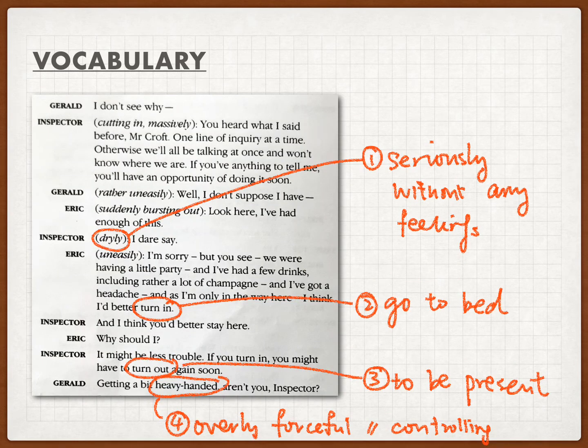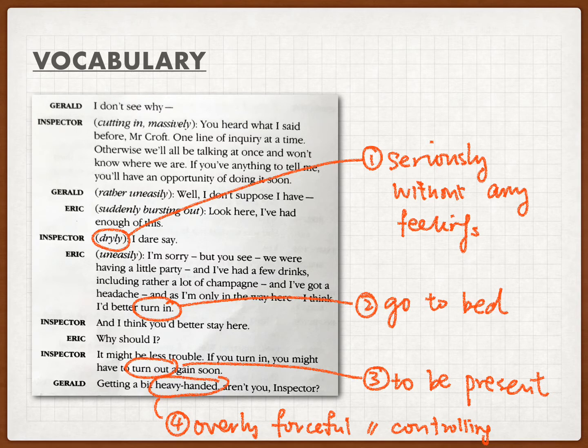And then the story continues. Let's take a look at these words. Dryly. When Eric tried to say that he had had enough of all this questioning and about news, the inspector simply said, I dare say, dryly. So dryly means seriously, without any feelings. And then Eric said that he'd better turn in. Turn in means go to bed. But the inspector said no, because he might need to turn out.